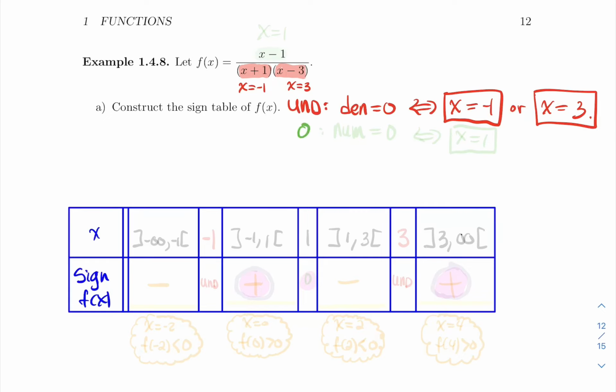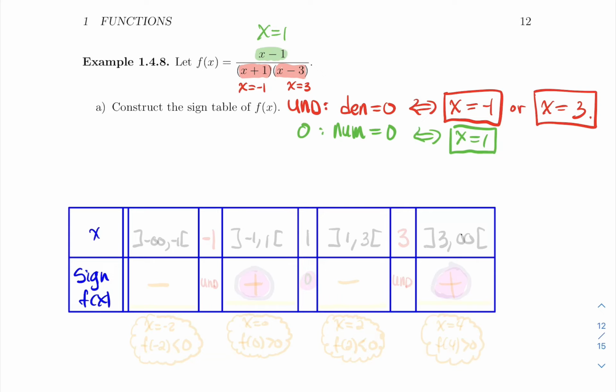So what about the zeros? This will correspond to when the numerator is equal to 0. So here, if I look at the numerator, I only have x minus 1, and x minus 1, of course, is going to be equal to 0 if x is equal to 1. So when is the numerator equal to 0? It's going to be equal to 0 if and only if x is equal to 1. So this will be another important column.